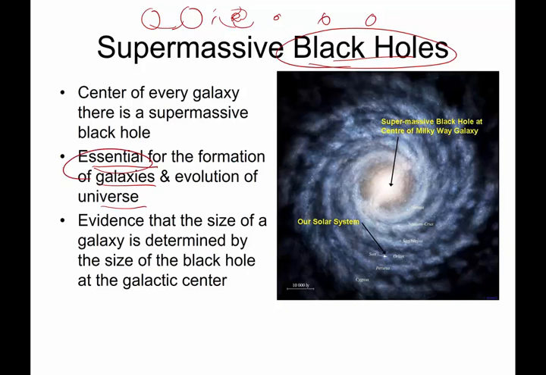It is also hypothesized that the size of a galaxy is directly related to the size of the black hole at its galactic center. If you have a huge black hole at the galactic center, that will support a very large galaxy. In our Milky Way, Sagittarius A is our black hole. It is big, very big, millions of solar masses, but not as large as some others.